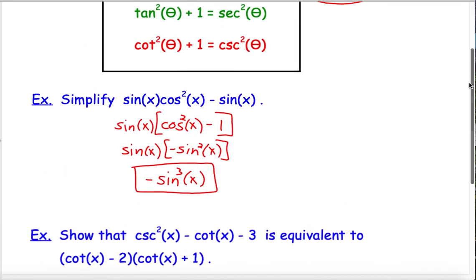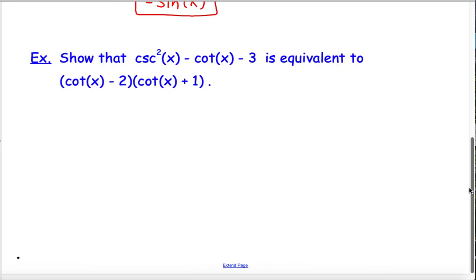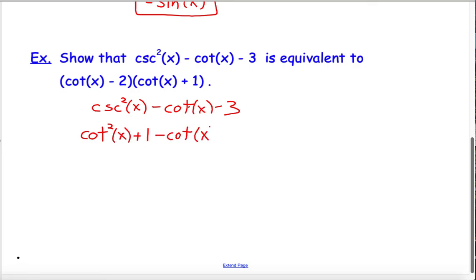So I'm going to go back up here and say, oh yeah, that's right. Cosecant squared is equal to cotangent squared plus 1. And remember, I'm starting with cosecant squared of x minus cotangent of x minus 3. That expression. So let me replace cosecant squared with cotangent squared plus 1. And then I have minus a cotangent of x minus 3.